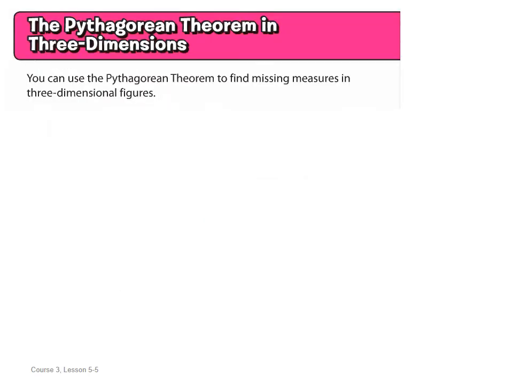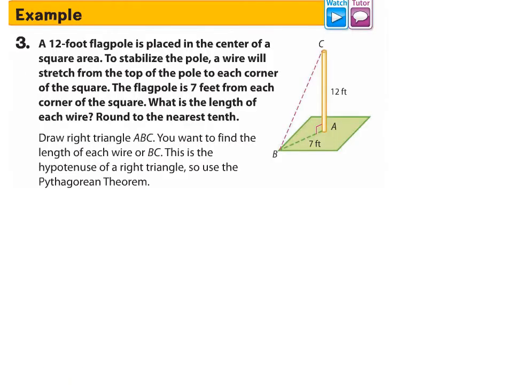The Pythagorean theorem in 3 dimensions. You can use the Pythagorean theorem to find missing measures in 3-dimensional figures. Example 3. A 12-foot flagpole is placed in the center of a square area. To stabilize the pole, a wire will stretch from the top of the pole to each corner of the square. The flagpole is 7 feet from each corner of the square. What is the length of each wire? Round to the nearest tenth.